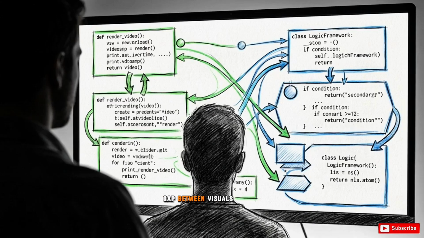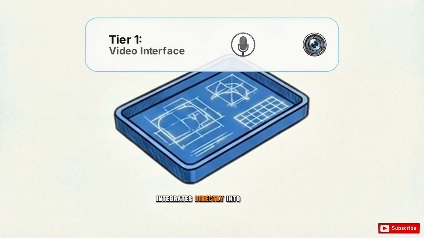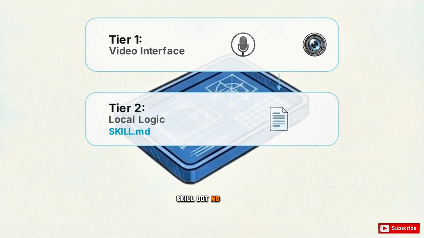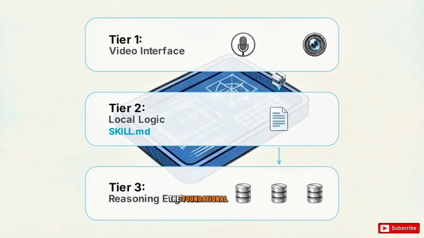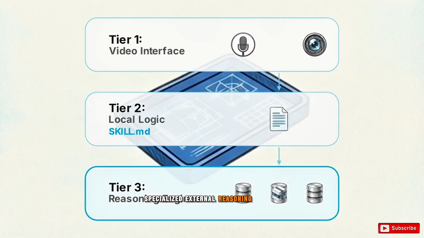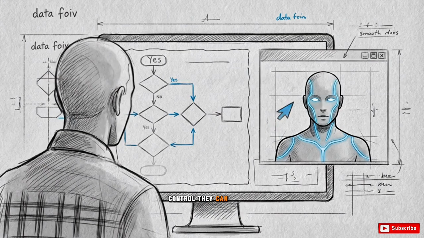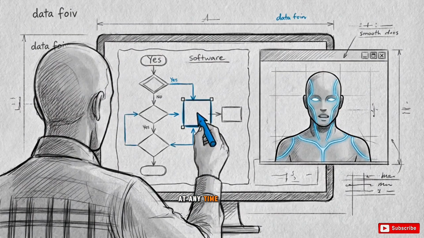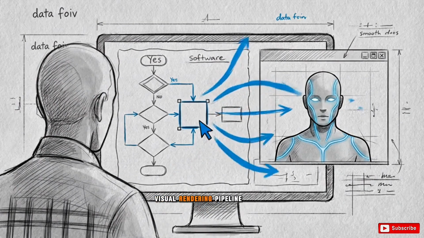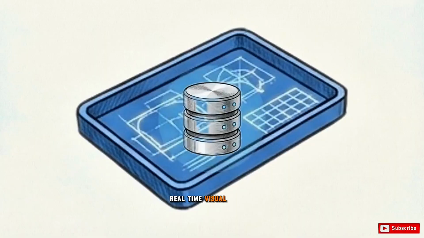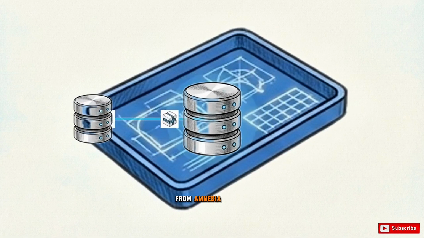To bridge this gap between visuals and logic, developers rely on an open-source modular framework known as Pika Skills. This 3-tier framework integrates directly into interfaces like Google Meet. Below that, a local Python environment uses a skill.md manifest file to dictate agent activation. Finally, all cognitive tasks route to the foundational 3rd tier, specialized external reasoning engines like Claude. This modular separation gives enterprise teams total control. They can swap or upgrade their underlying reasoning engines at any time without ever breaking the complex visual rendering pipeline above it.